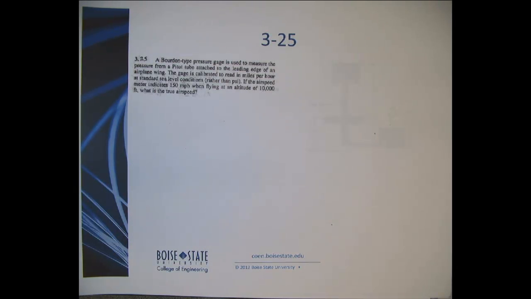Let's look at another interesting problem. Given a Bourdon type pressure gauge used to measure the pressure from a pitot tube attached to the leading edge of an airplane wing. The gauge is calibrated to read in miles per hour at standard sea level conditions rather than the usual conventional PSI, pounds per square inch. The airspeed meter indicates 150 miles per hour when flying at an altitude of 10,000 feet. You're asked to evaluate what its true airspeed would be.